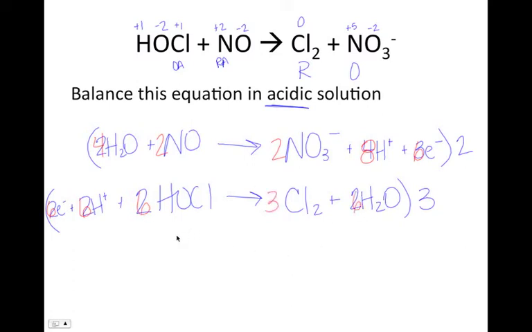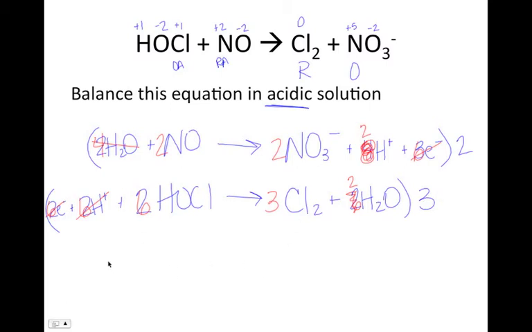And now we get to cancel stuff out. So I've got 4 waters on this side. I have 6 waters on this side, so that means these guys can go away, and this goes back to being a 2. And then my hydrogens, I have 8 hydrogens on this side, 6 on this side, so these guys are all gone, and this comes down to a 2. And then, of course, my electrons are going to completely cancel out, because that's the whole point of doing this little multiplying thing right here.